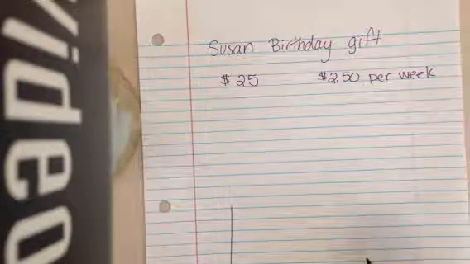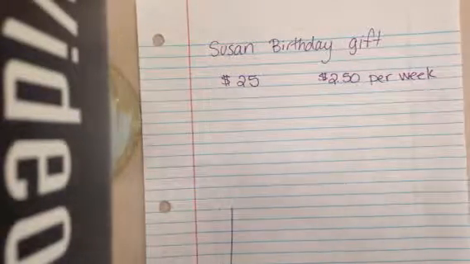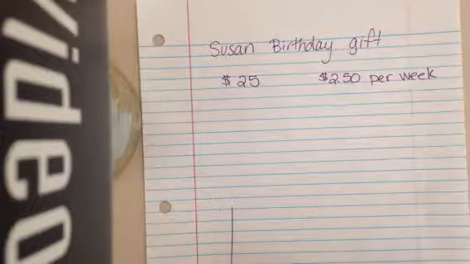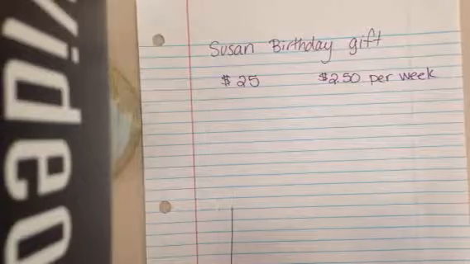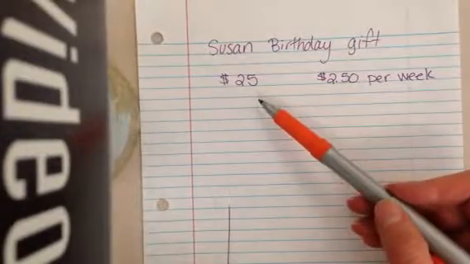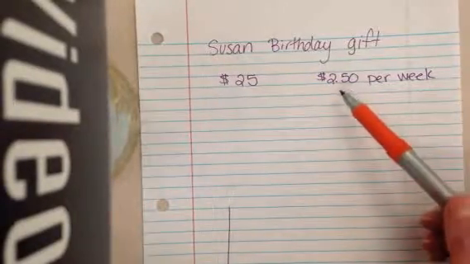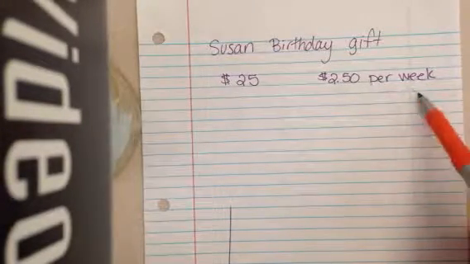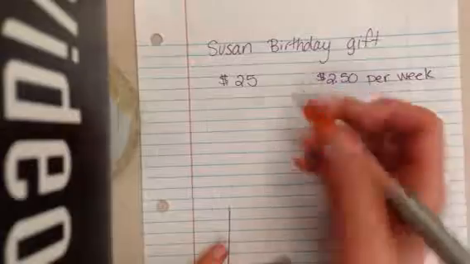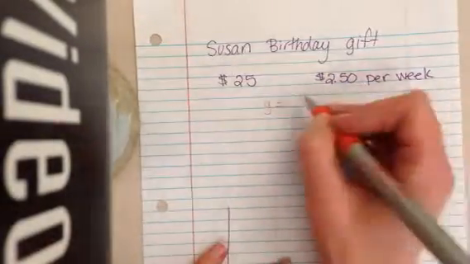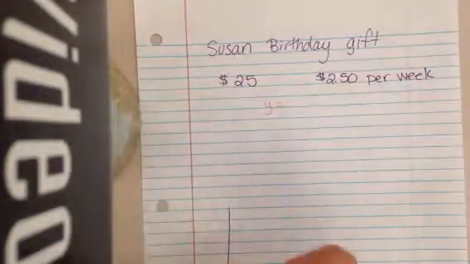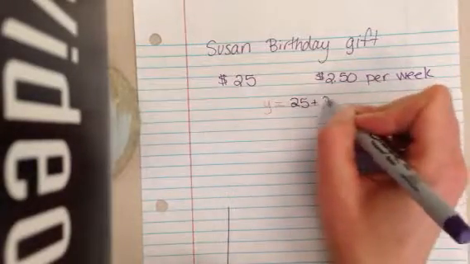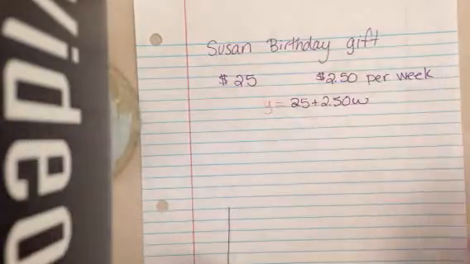So for this lesson, we are going to graph in slope-intercept form. First, we're going to backtrack and talk about a situation that we have seen in class, which is Susan's birthday gift. We had talked about Susan getting $25 for her birthday gift and putting that in her savings account and then saving $250 per week. So when we wrote this as an equation, we wrote y equals, and we wrote she started with $25 and she added $250 per week.